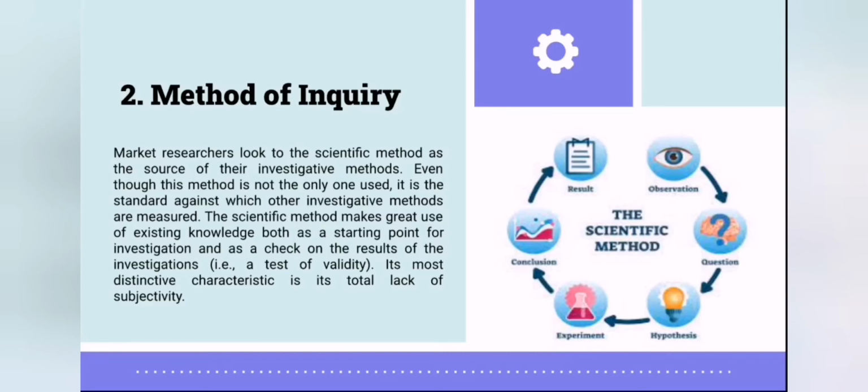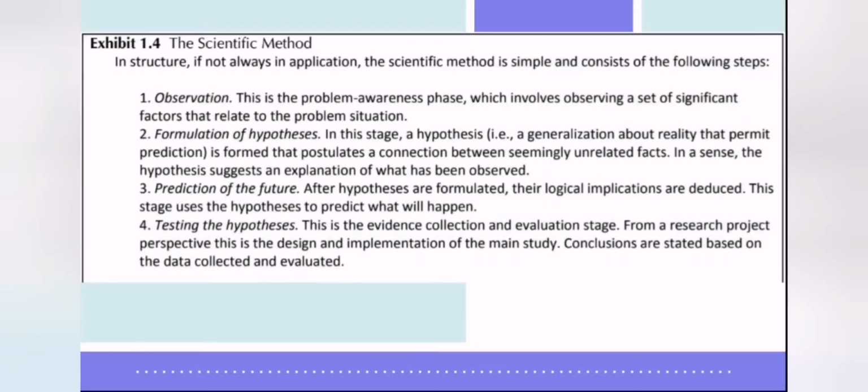So on the right side, you can actually see the cycle where you would have to observe, create a question, make a hypothesis, experiment, reach a conclusion, and the result. A thorough explanation of that is available in this slide. Okay, for the observation, this is the problem awareness phase, which involves observing a set of significant factors, formulation of hypothesis, prediction of the future after the hypothesis has been formulated, and then you test the hypothesis.